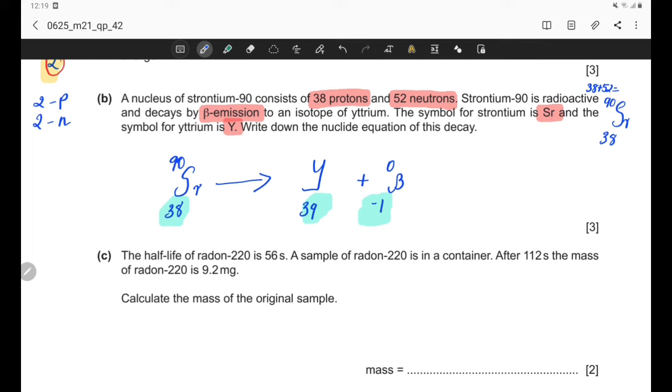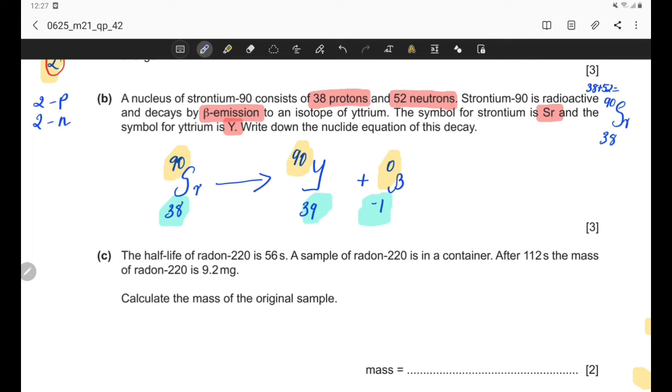Likewise, to balance the nucleon number, at LHS it's 90, and at RHS also it is supposed to be 90. But the beta emission does not contribute anything to the nucleon number. So for yttrium, the nucleon number should remain 90. Now RHS is 90 and LHS is also 90. So the nucleon number and the proton number are balanced.